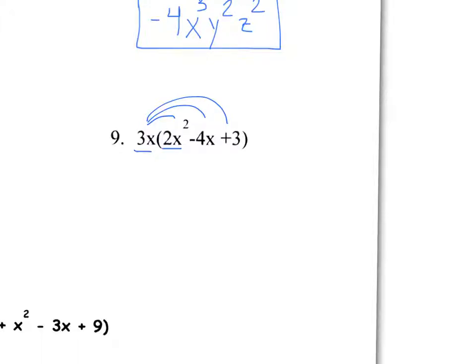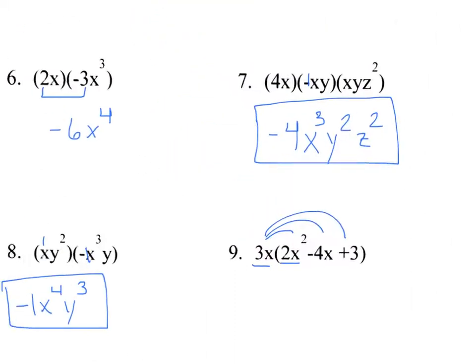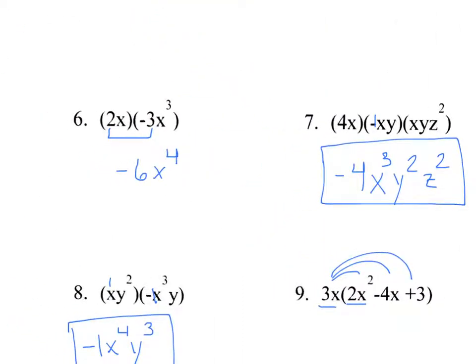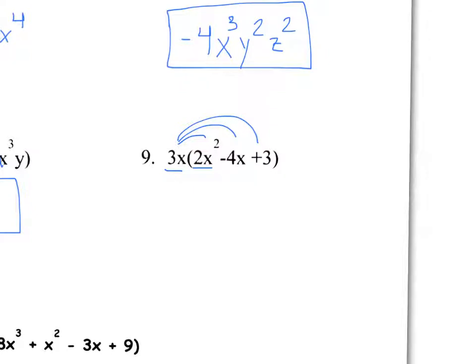So same thing that we did. If you look over here, it's the same thing as number 6. Okay, so you're still going to multiply your coefficients. 3 times 2 is 6, and there's an x squared and x to the 1, so it's x cubed. Then we move on to the next term. So 3 times negative 4 is negative 12, and x to the 1 and x to the 1 make x squared. Then we go to our final term. 3 times 3x is positive 9x.